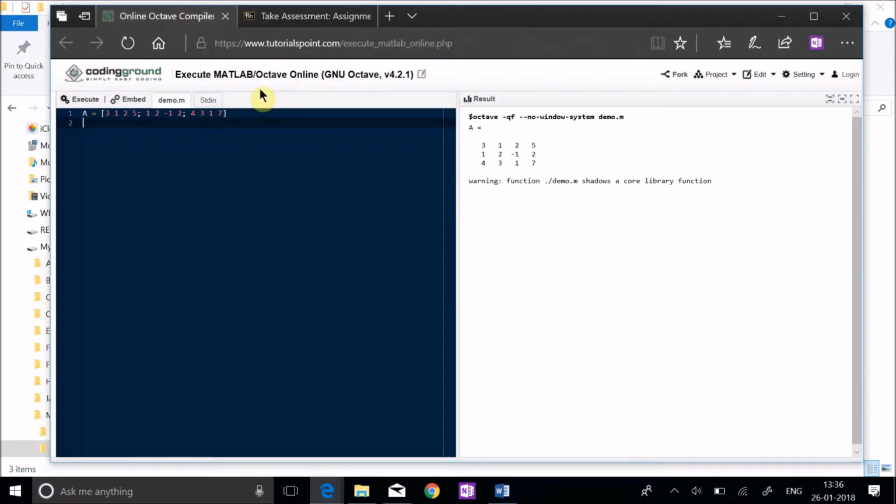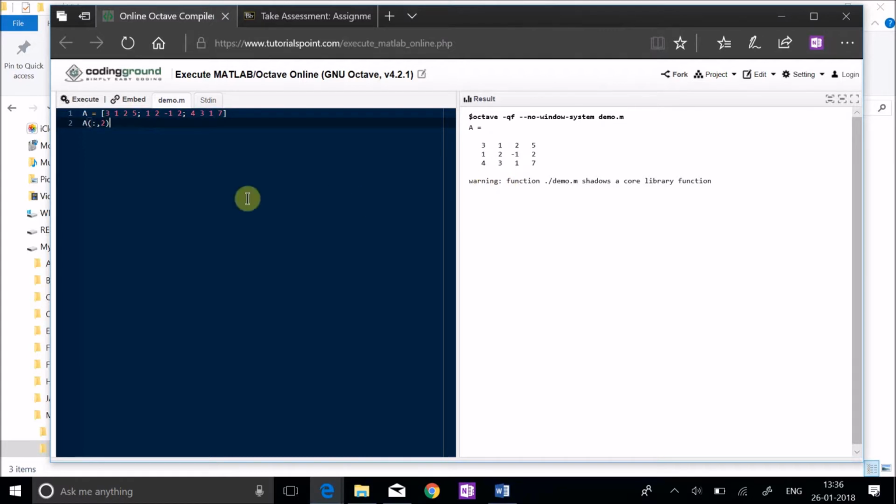To select the second row, this is the command that I write: A(2,:). This just means that we are selecting the second row and nothing else. But if we wrote it this way, A(:,2), we would be selecting the second column and nothing else.